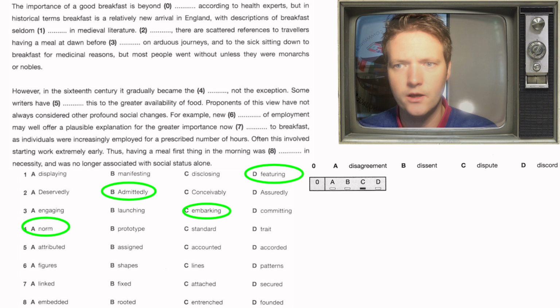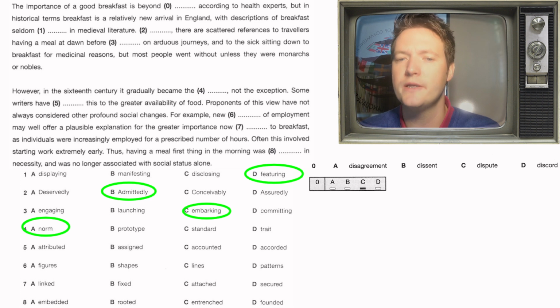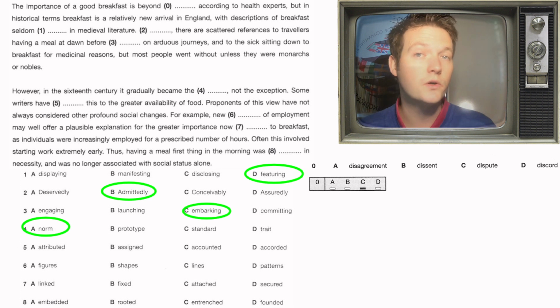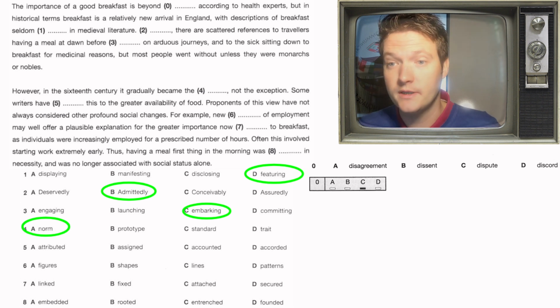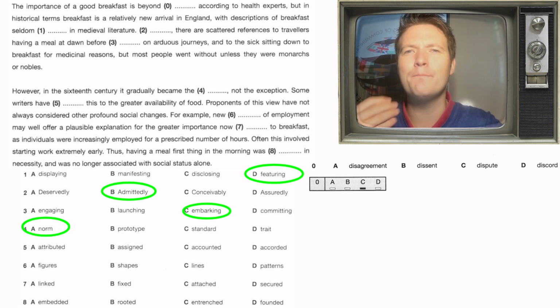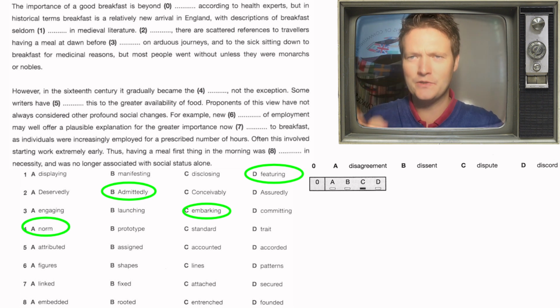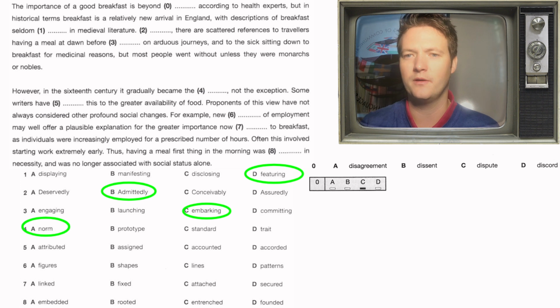So let's have a look at the options. Writers have attributed this to the greater availability of food. Yeah, I think so. They're attributing this happening to this cause. That sounds good. Let's have a look at the other options just in case. Have assigned this to the greater availability of food. Well, assign implies that you're making a decision. I don't think writers have decided that the greater availability of food is historically the reason why there is a greater tendency to have breakfast. No, I don't think assign is right.